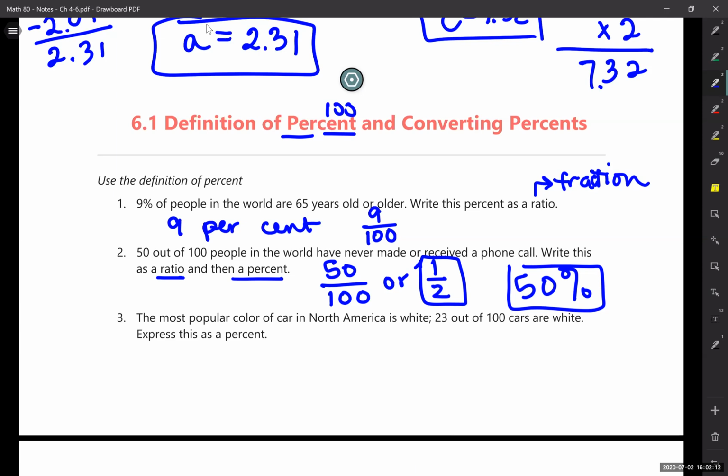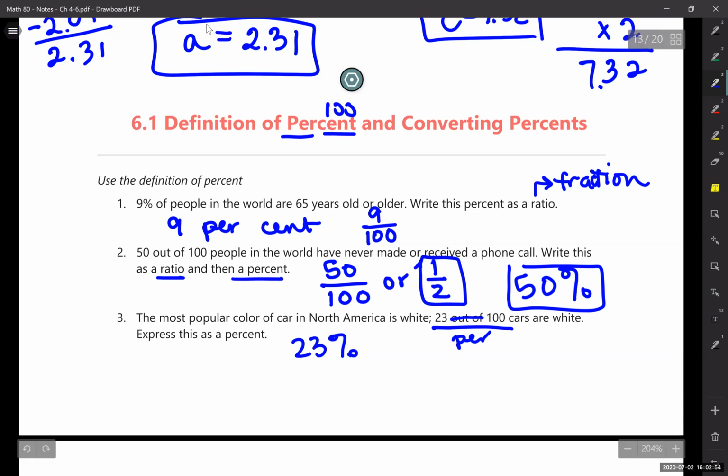And finally, it tells us the most popular color of car in North America is white, and it tells us that 23 out of 100 are white. Express this as a percent. So we don't need to write it as a fraction first. Didn't say ratio, it just said percent. So it's 23 per, we could just cross off the out of and say per, 23 per 100. That's 23%. And I like to joke around, like that's where the percent sign came from. The 100, it's right there in the percent sign. I don't think that's true, but it's fun to just say.